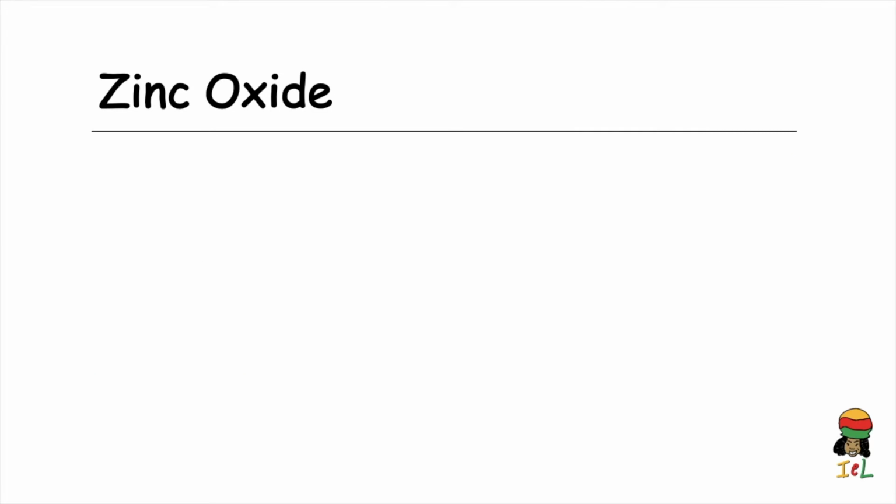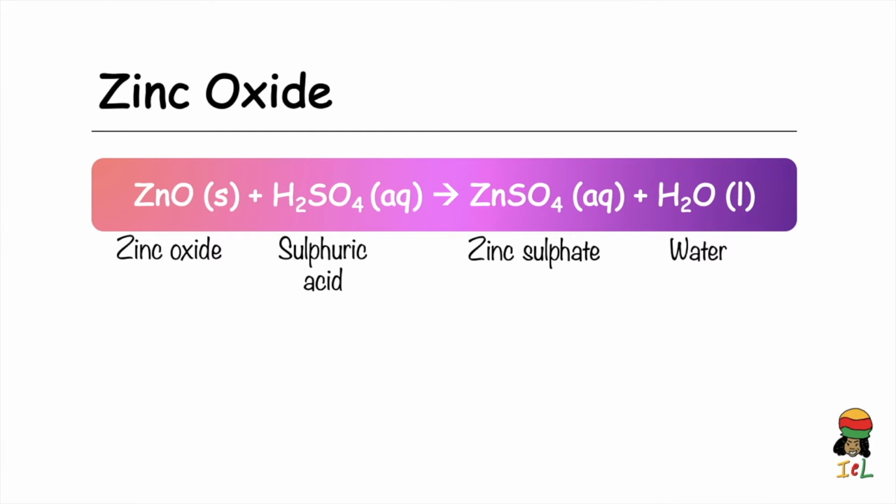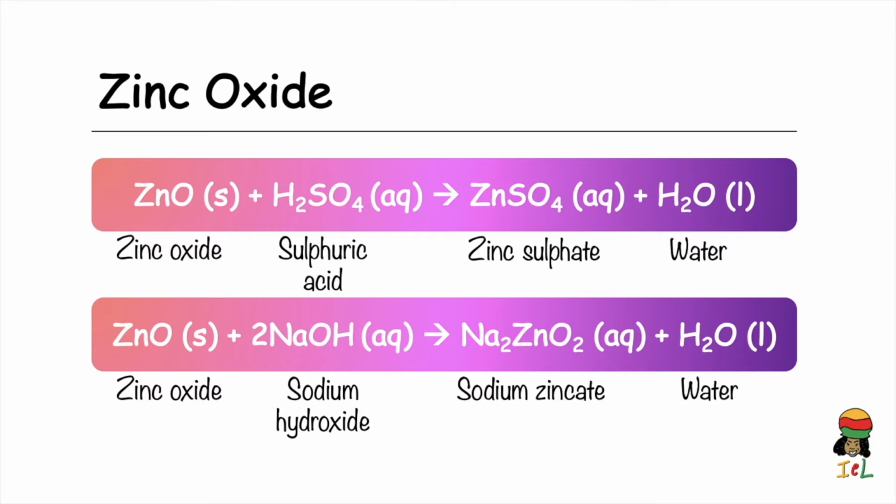Another example, this time using zinc oxide. Zinc oxide will react with an acid, such as sulfuric acid, to yield the salt zinc sulfate and water. In this reaction, zinc oxide functions as a base because it's reacting with the acid to produce a salt and water as the products. Zinc oxide can also react with an alkali, such as sodium hydroxide, to form the salt sodium zincate, Na2ZnO2, and water. In this reaction, zinc oxide functions as an acid as it reacts with an alkali to produce salt and water as the only products.